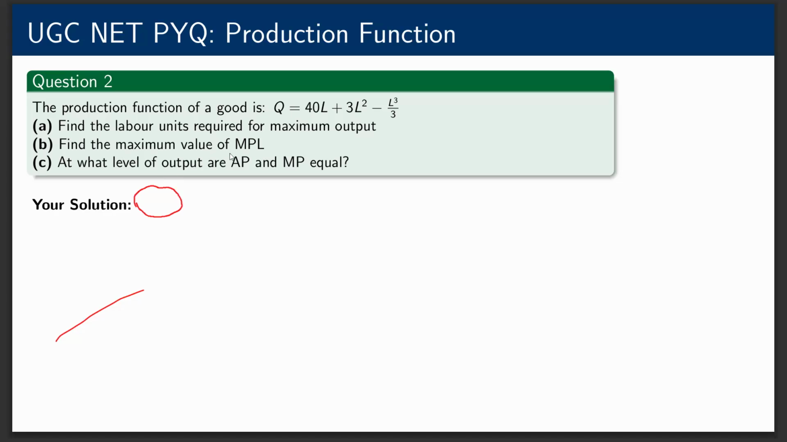Then find the maximum value of marginal product of labor. So here your function is not Q, it is the marginal product. Just find out the marginal product.